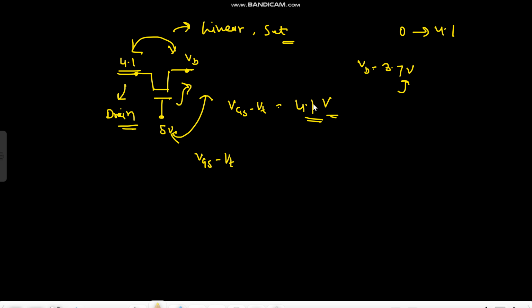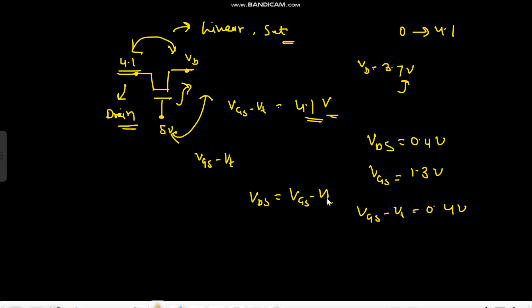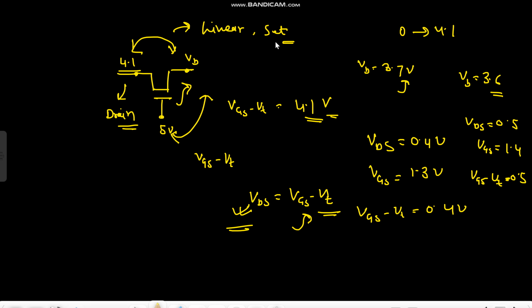What would be the VDS voltage at that time? It would be 0.4 volts. And the VGS value? 5 minus 3.7, it would be 1.3 volt. So VGS minus VT would be 0.4 volt only. So VDS equals VGS minus VT, so here as well it is in saturation. Now let us assume VB to be 3.6. Then VDS will be 0.5, VGS will be 1.4 and VGS minus VT would be 0.5 only. So again this condition is satisfied. So it is always in the saturation region only.